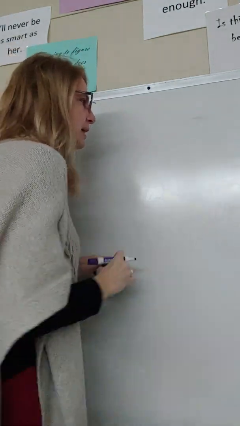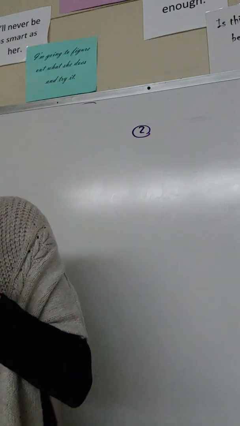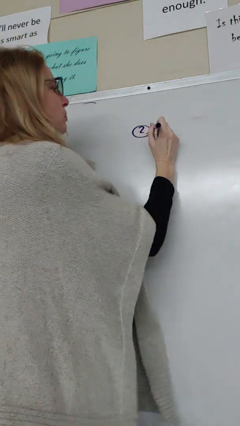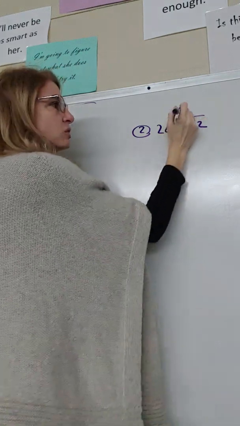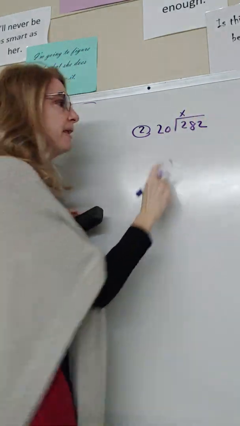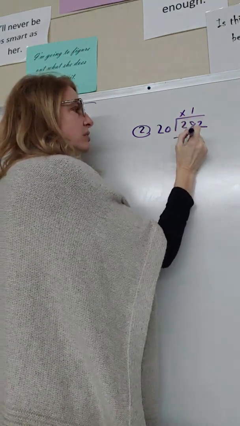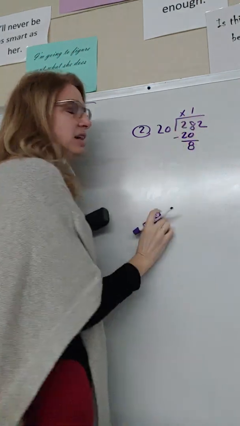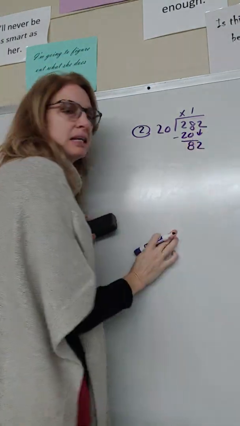Okay. All right, number 2 was 282 divided by 20. How many times does 20 go into 2? It doesn't. How many times does 20 go into 28? Once. 1 times 20 is 20. Subtract. Now I check. Is 8 smaller than 20? Yes, it is. So I can bring down this 2.